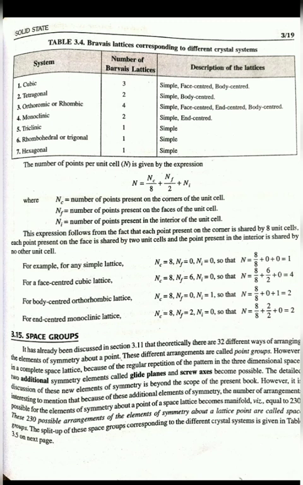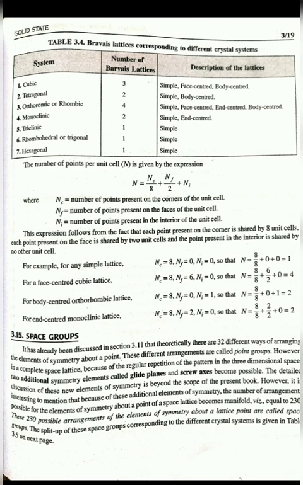Number of Bravais lattices 4. Description: simple, face centered, end centered, body centered. Fourth, monoclinic. Number of Bravais lattices 2. Description: simple, end centered. Fifth, triclinic. Number of Bravais lattices 1. Description: simple. Sixth, rhombohedral or trigonal. Number of Bravais lattices 1. Description: simple. Seventh, hexagonal. Number of Bravais lattices 1.